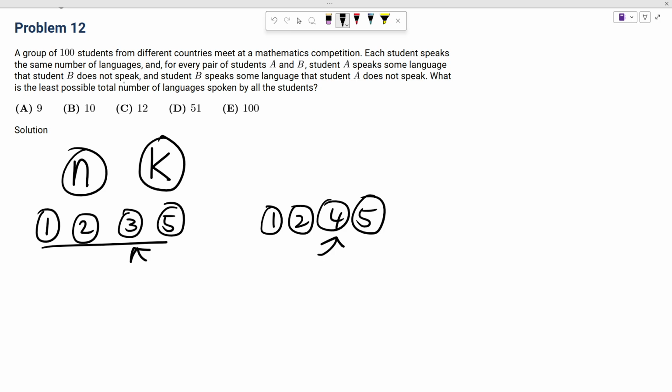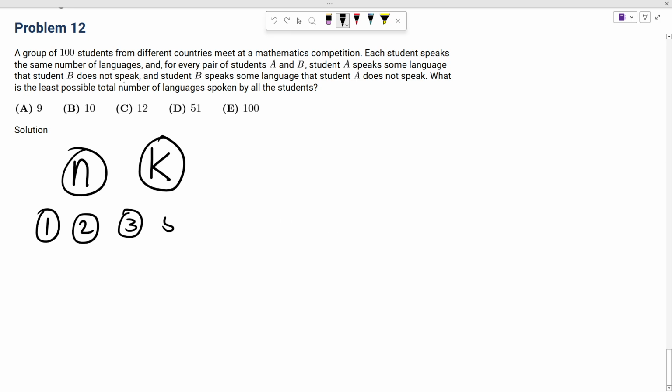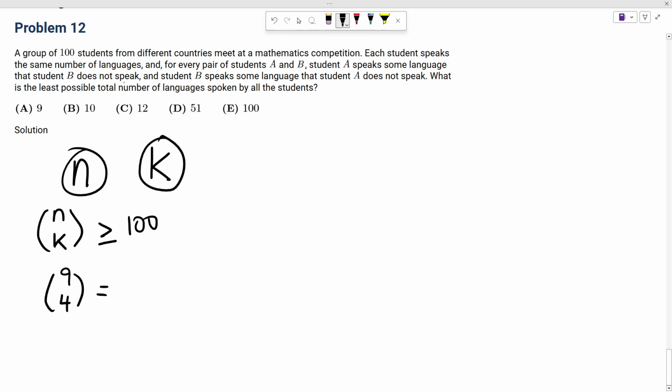So essentially what we're saying is that no student has a subset of the languages that another student speaks. And in our case, since every student speaks the same number of languages, that just means that no two students speak exactly the same languages. So all we need is to find an n such that n choose k is greater than or equal to 100, because we need 100 different combinations of k languages out of the n for our statement to be true. If we just try 9, that works, because 9 choose 4 is equal to 126, and we're done.